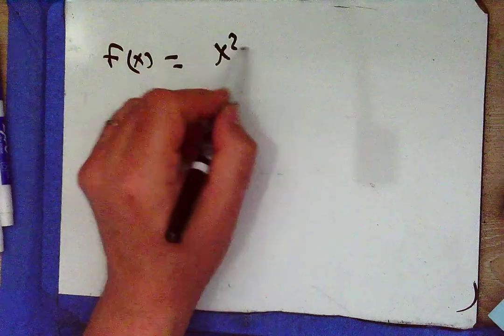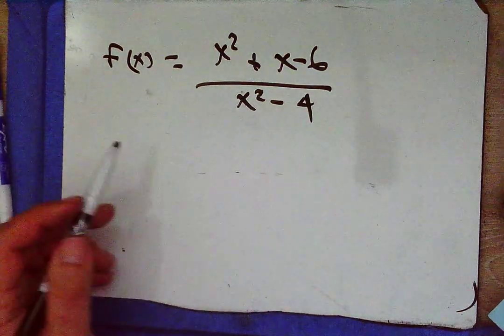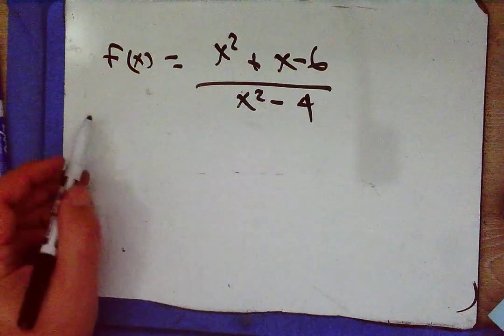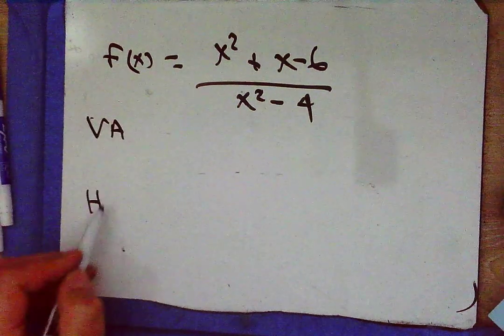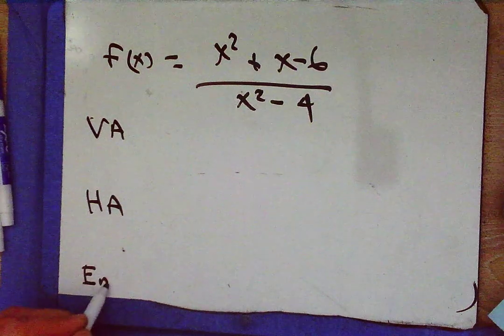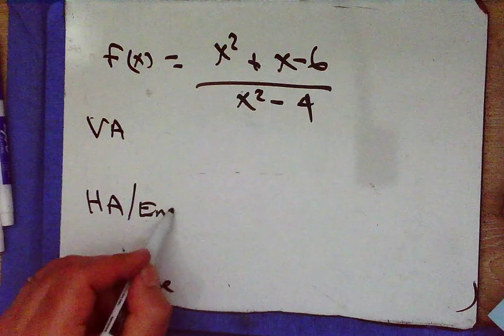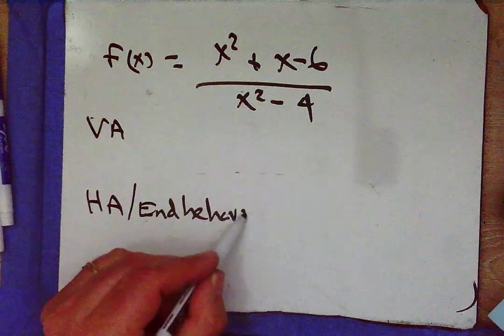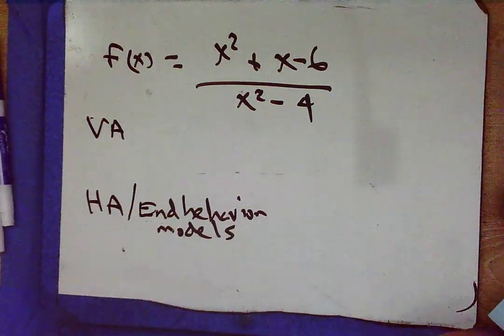So instead, I'm going to say, hey, let's take f of x equals x squared plus x minus 6 over x squared minus 4. Let's see what we can do about describing vertical asymptotes, horizontal asymptotes, and end behavior models.